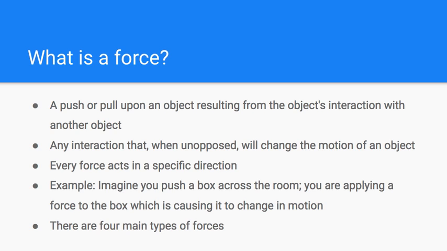So for example, imagine you push a box across the room. You are applying a force to that box, which is causing it to change in motion. There are four main types of forces that we'll go over in a minute, and every force acts in a specific direction that is situational to the problem.